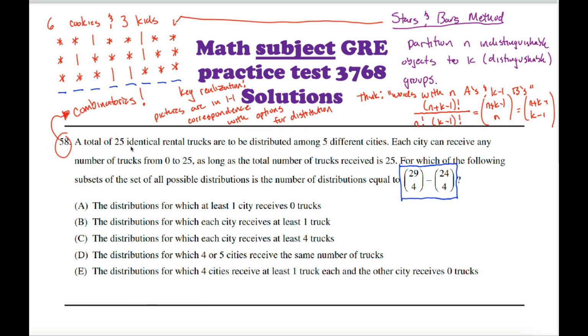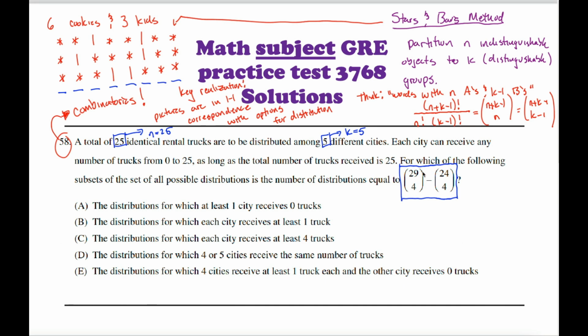Reading through the problem, we have 25 identical, aka indistinguishable, rental trucks. That tells us that n is equal to 25, and we're going to distribute them amongst 5 different cities. Cities are analogous to the kids up here. This tells us that k is equal to 5. Each city can receive any number of trucks from 0 to 25 as long as the total number of trucks received is 25. Right, we're partitioning 25 indistinguishable trucks to 5 distinguishable cities.